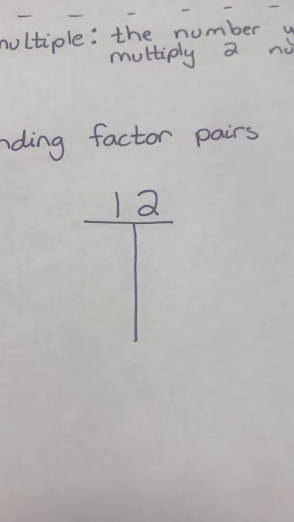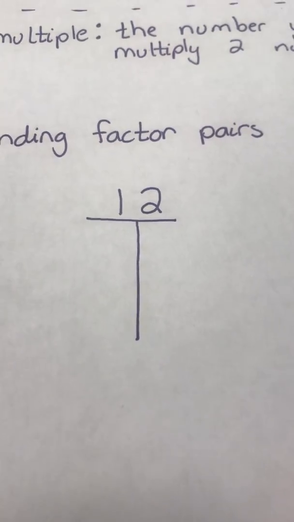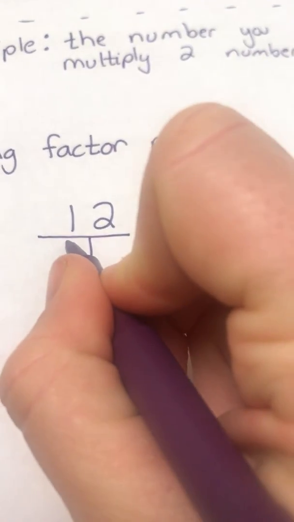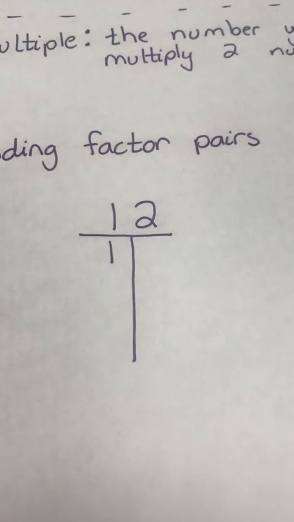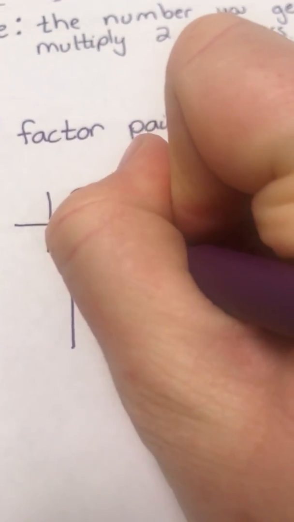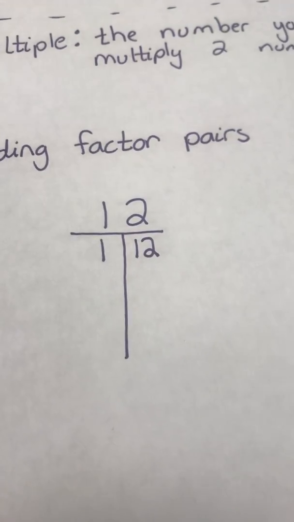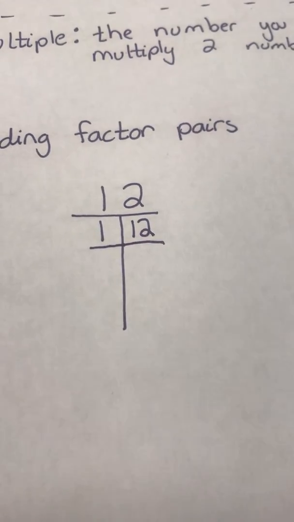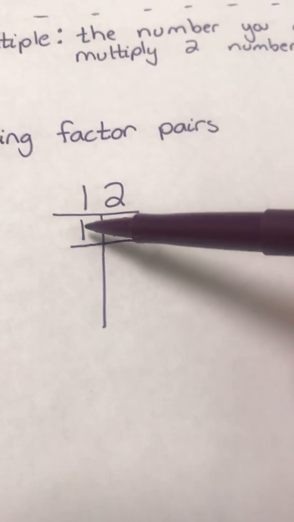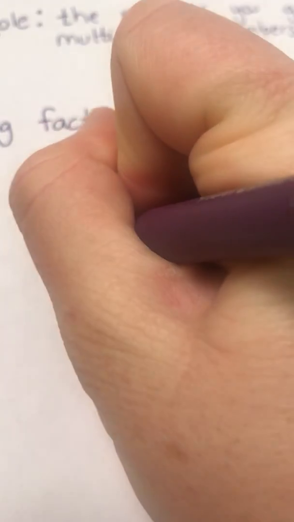the answer of 12. So to start this, we always start with a factor t-chart, and we start with 1. And we say 1 times what equals 12? Well, we know that 1 times anything equals itself, so 1 times 12 is a factor pair. I like to keep it organized, so I'm going to draw a line there. Now I'm going to check my next counting number higher. So 1, and then I'm going to check 2.